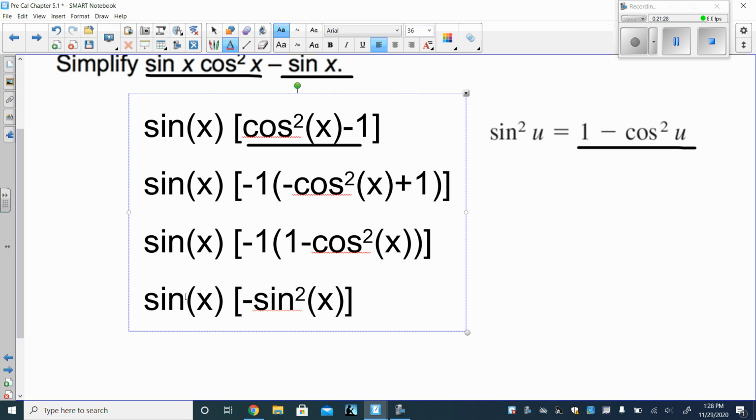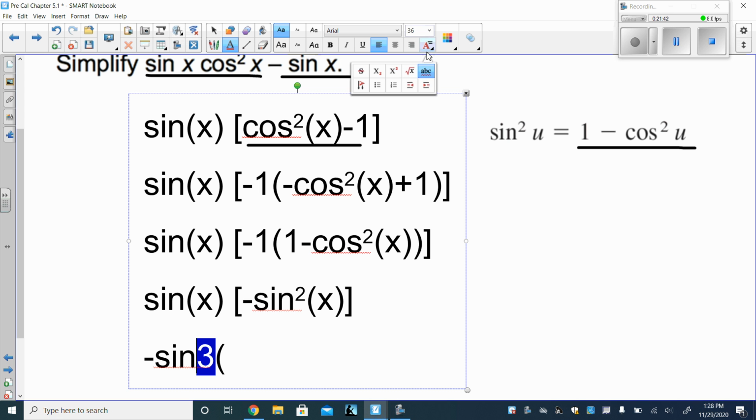And we're almost done. Because now sine times sine squared is going to be negative sine to the third, because sine times sine squared will be sine cubed of x. And that's it. So when we're simplifying, we want to manipulate the equations in such a way that we get them as simplified as we can. Really keeping everything in the numerator and not having any fractions is what they're going to consider simplest. And that's it here.